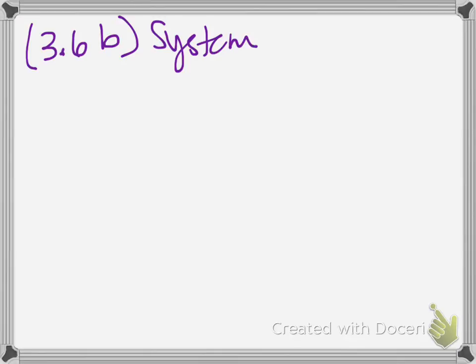All right, so here we have 3.6b, which is our favorite word problems. Woo! So systems with 3 variable word problems.